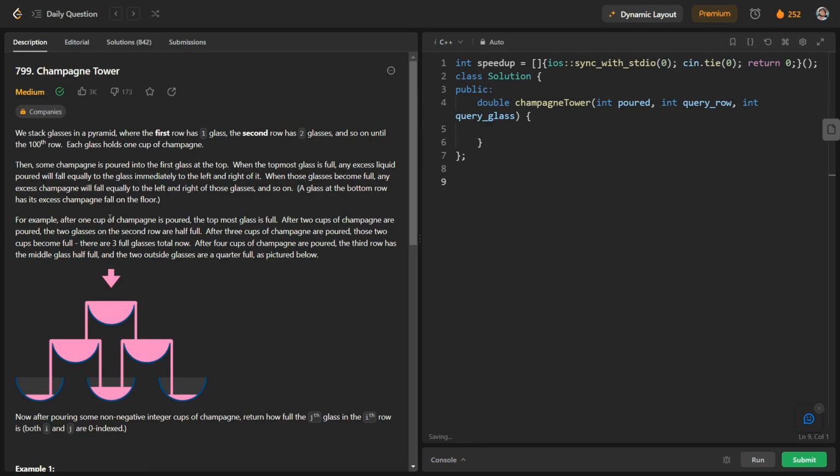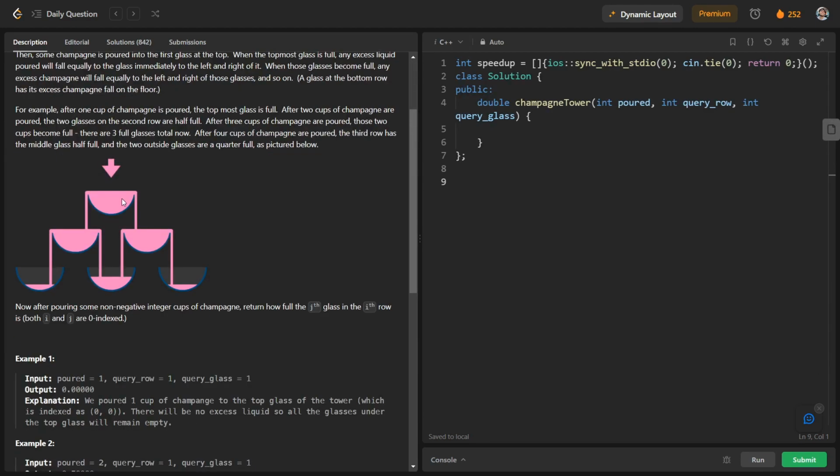Okay, so all these things are given to us, and for example, after 1 cup of champagne is poured, the topmost glass is full. After 2 cups of champagne, so they are just explaining to us with an example. So I have already explained it to you by taking the initial amount as 4. Okay, so 1 unit is nothing but 1 cup, and they have told us after 1 cup. Okay, so 1 cup is nothing but 1 unit. Okay, and you can see that each glass will store only 1 cup of champagne, that is 1 unit of champagne.